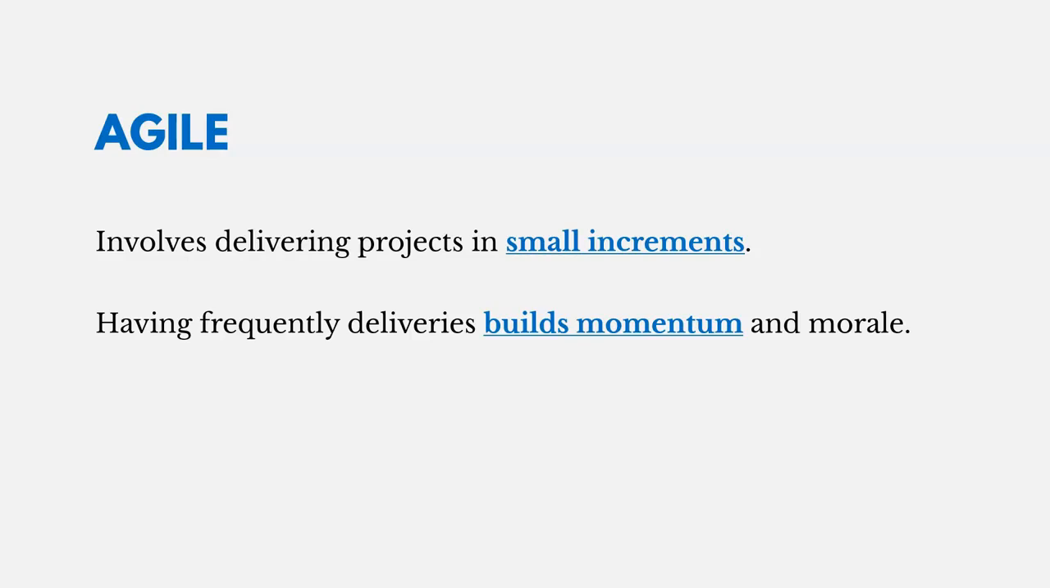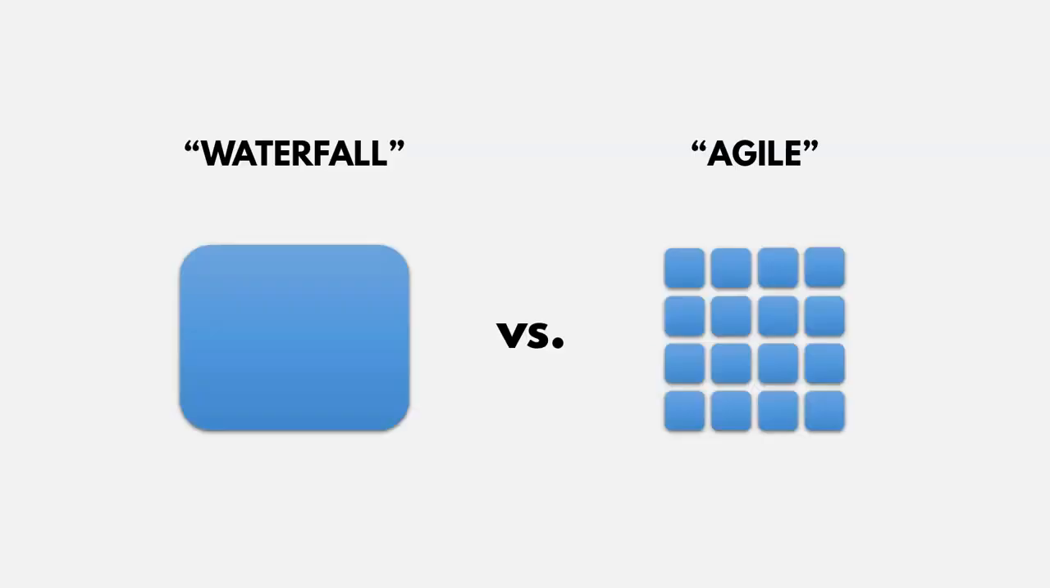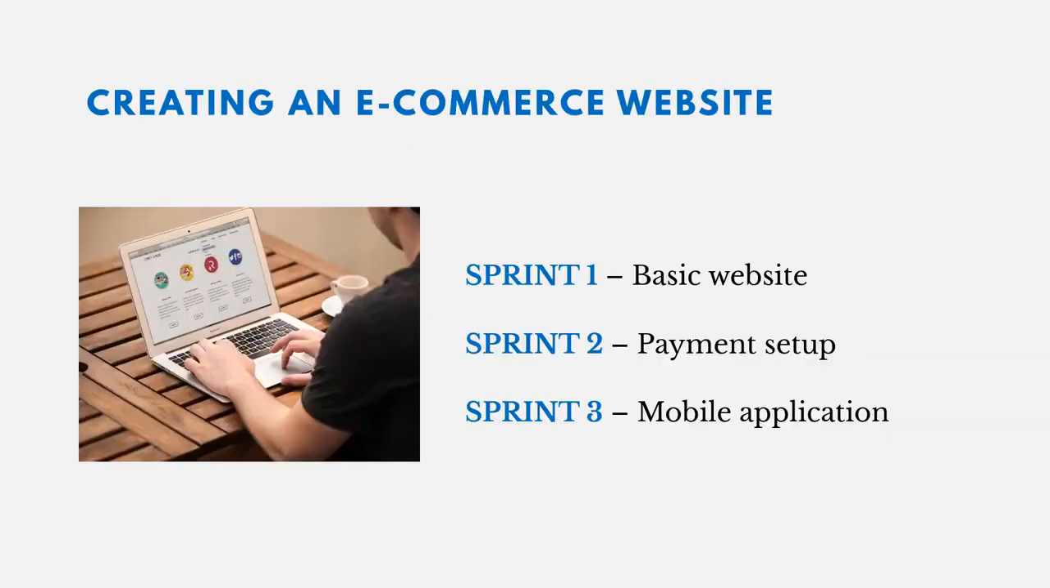They can see it progressing. One way to look at this, or to think about it, is, again, in waterfall, we're delivering all at once, and in Agile, we're delivering it in small pieces. So an example Agile project might be to create an e-commerce website. We deliver this in a few pieces, or sprints, as it's often referred to in Agile in this example.